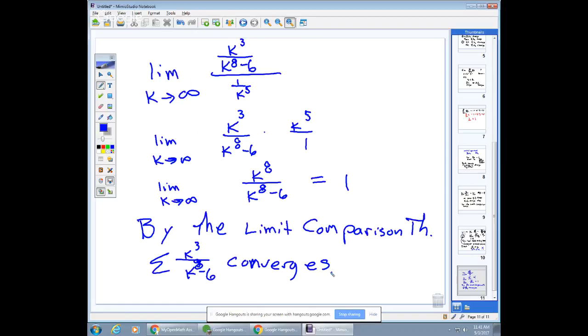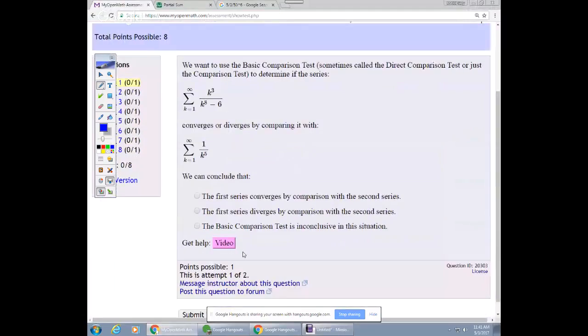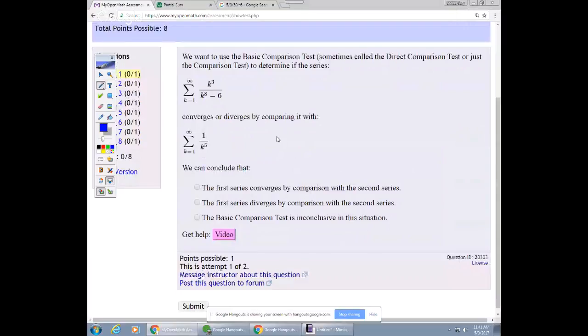All right, what did they ask of us specifically here? We want to use the basic comparison test. That's what I call direct comparison. And direct comparison didn't help us here. So let's see, the first series converges by comparison. The first series diverges by comparison. The basic comparison test is inconclusive here. What do you think? Yeah, the direct comparison was inconclusive. They were on the wrong side of each other. So I was like, oh, I don't know, it doesn't help. Okay.